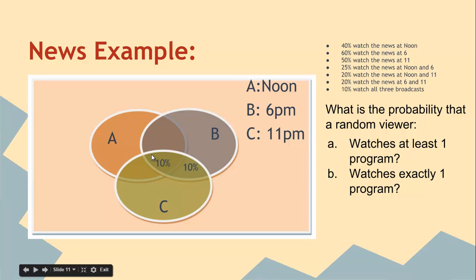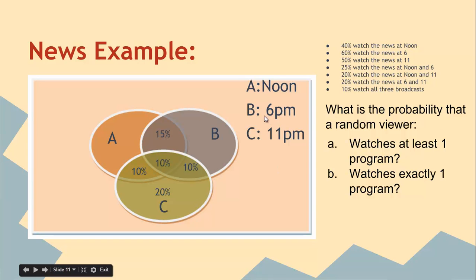It's just for a second, and then you can see that there's 20 here. We keep going that way. 20 is noon and 11, A and C, so we need a 10 here again. 25 is noon and 6. We've already counted 10, so we need 15 more. 50 watch the news at 11. So we've already counted 30, so we put 20% in.